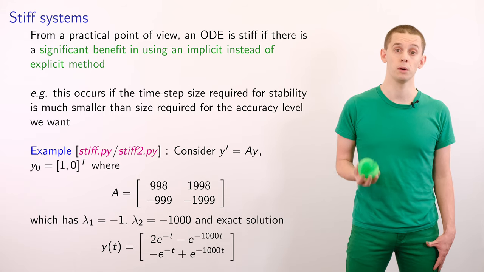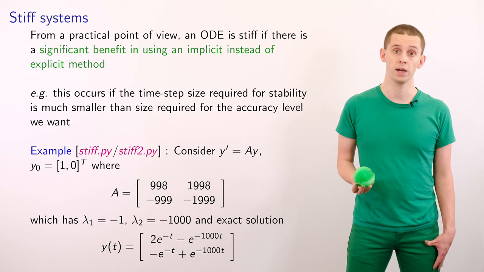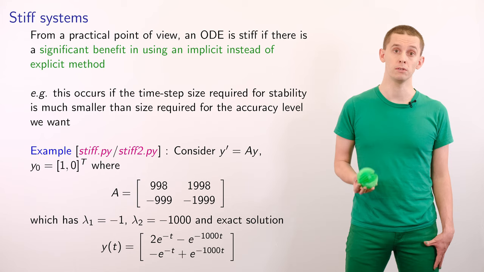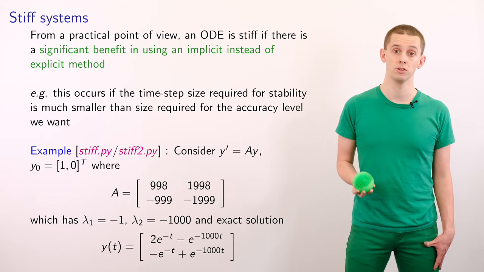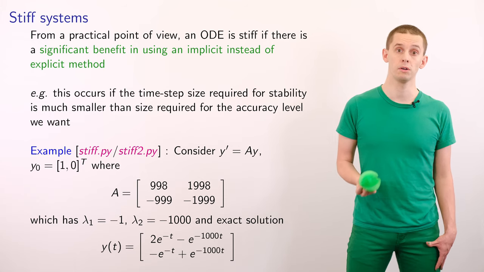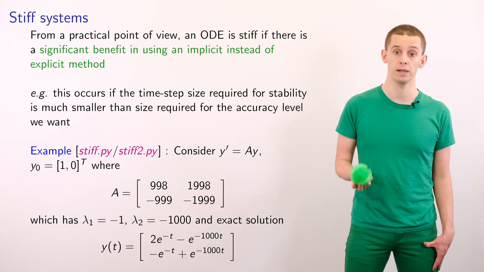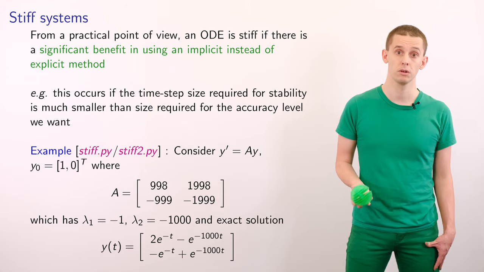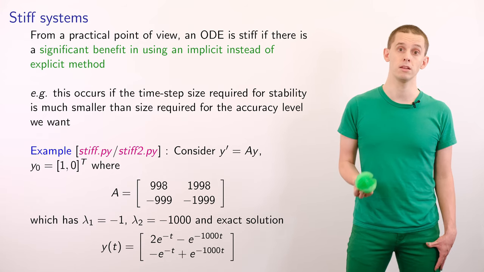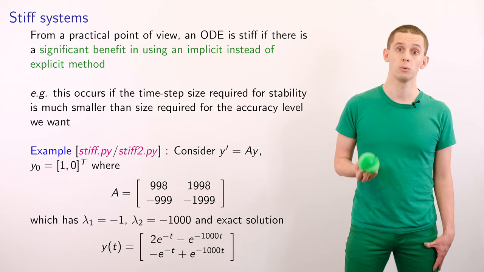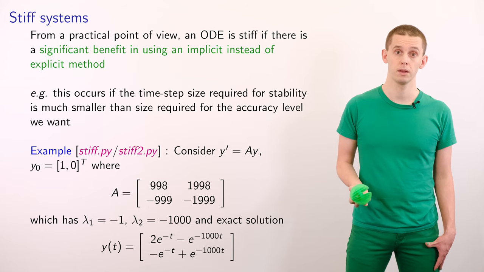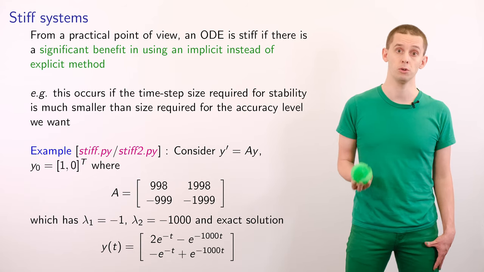Now let's look at a specific example, and we're going to look at a two-component ODE system where we have y prime equals A y, and we use initial data of y subscript 0 equal to (1, 0). In this situation, our matrix A will have components 998, 1998, minus 999, minus 1999. And if we analyze this matrix, we find that it has eigenvalues of minus 1 and minus 1000. We can therefore write down an exact solution that involves exponentials e to the minus t and e to the minus 1000 t. So in this problem, we therefore have a slow and fast timescale. And we're now going to look at some Python examples that can demonstrate how we can solve stiff systems like this. And we'll look at some of the limitations we would have with an explicit method and see how implicit methods can do a lot better.